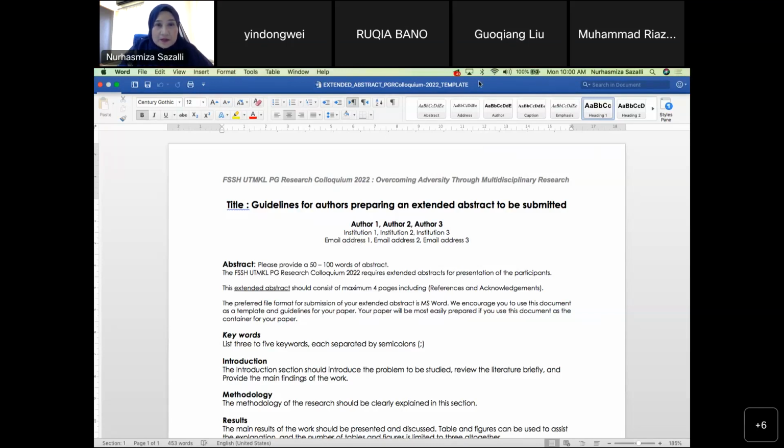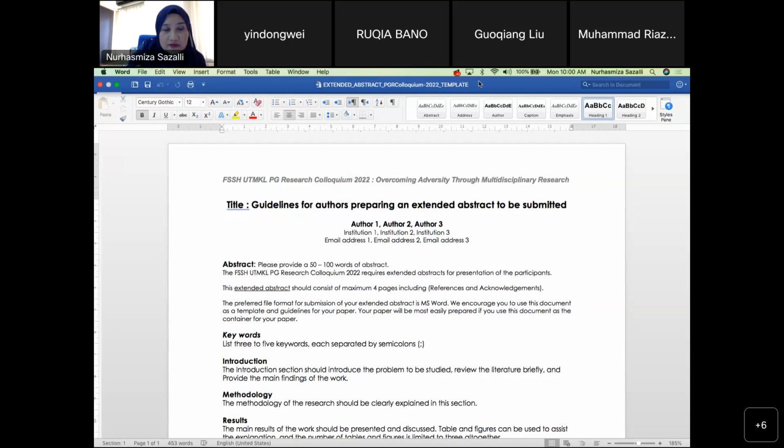So this is our first time, FSSH KL, UTM KL. We are going to do this PG research colloquium this year. I think we did this program before the pandemic, so this is the first time after the pandemic that we're going to do it. Take this as a good chance, a good practice for you, a good opportunity to prepare for your proposal defense, for those who have not done your proposal defense. Right. So as you can see here, you just need to follow the template.